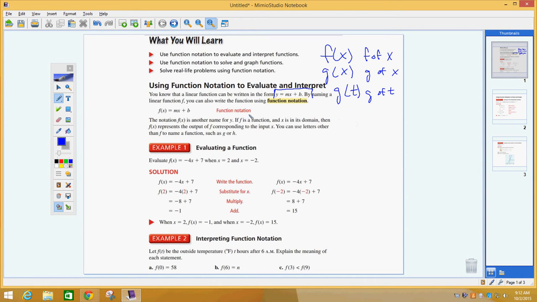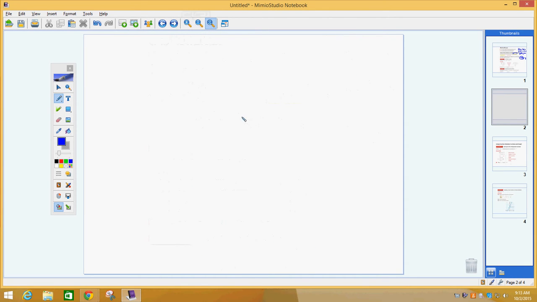So we can rewrite the function y equals mx plus b as f of x equals mx plus b. When I say f of x, what I really mean is that's y. It's the same thing as y, except we don't write y, we write f of x because that's function notation. So let me take just a quick second to talk about what this means, this function notation.